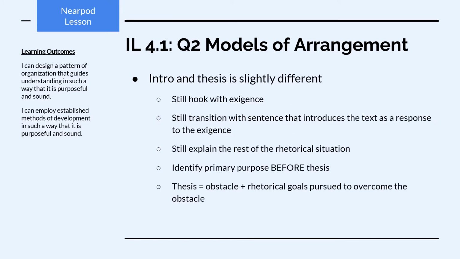All right, so the intro and thesis are going to be slightly different here. You're still going to hook the audience by identifying and explaining the exigence. You're still going to transition from the exigence with a sentence that introduces the text as a response to the exigence. You're still explaining the rest of the rhetorical situation, the writer, the audience, the subject matter, the context. However, before you get to the thesis, you will then need to identify the primary purpose. This can be in a sentence by itself, or it can be included in a previous sentence. It really doesn't matter, but the purpose is no longer part of the thesis.